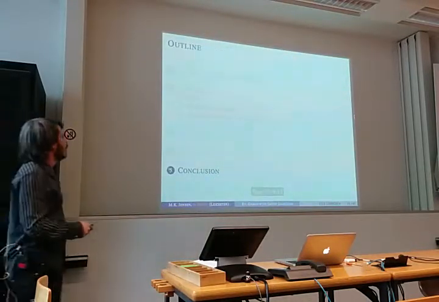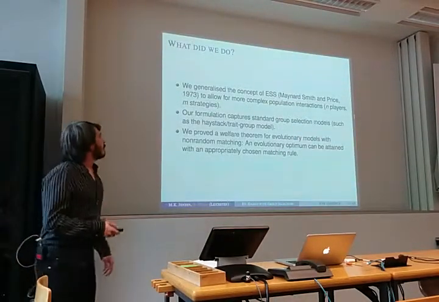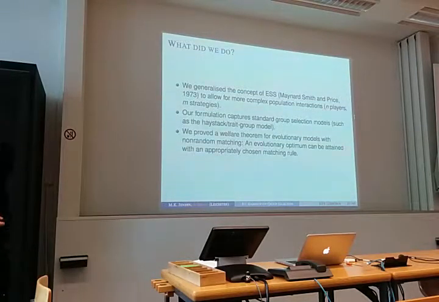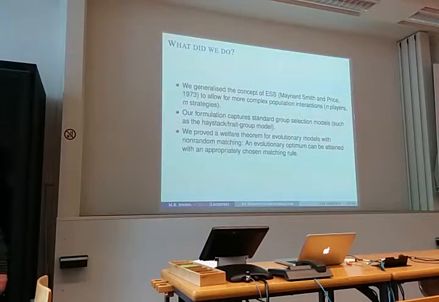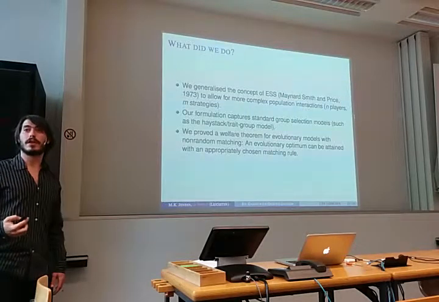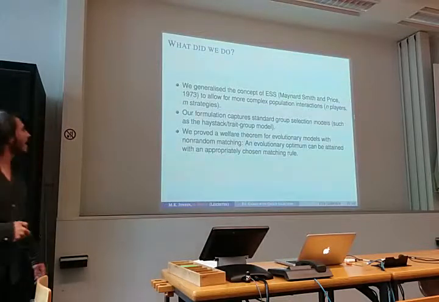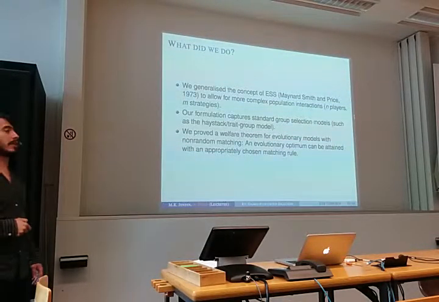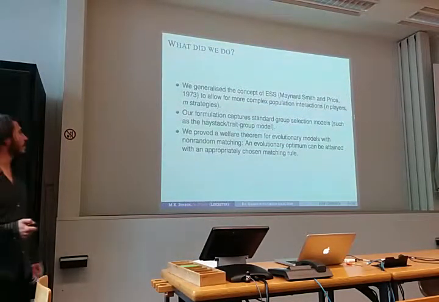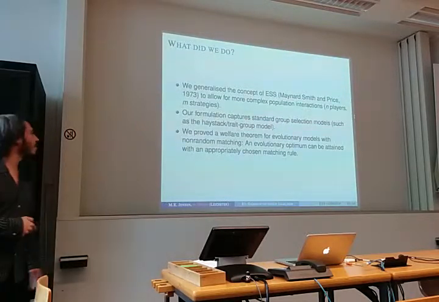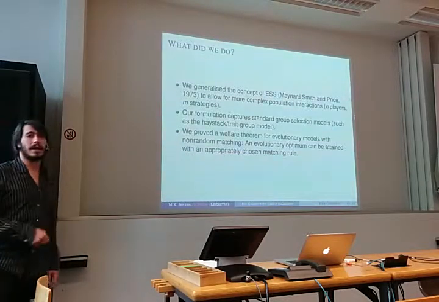Now, let me conclude. What we did is that we generalized the concept of ESS to allow for more complex population interactions and to have any kind of matching in a very general sense. And our formulation captures standard group selection models, such as the haystack and trait group models, as I showed before. And we proved the welfare theorem for evolutionary models with non-random matching. So an evolutionary optimum can be attained if we appropriately choose a matching rule.